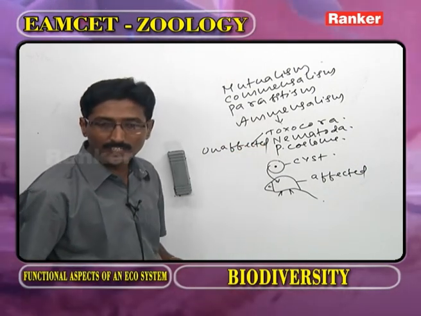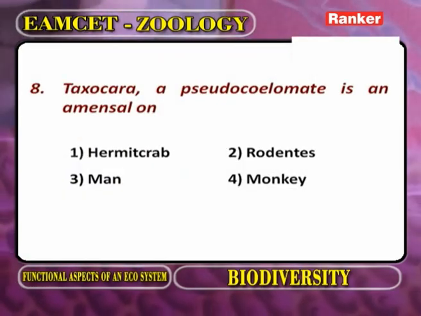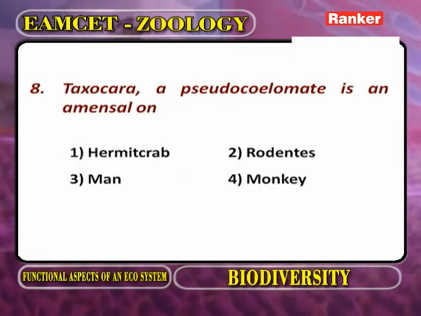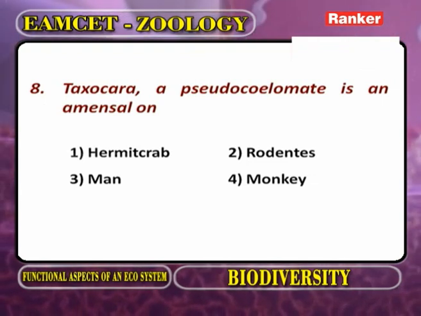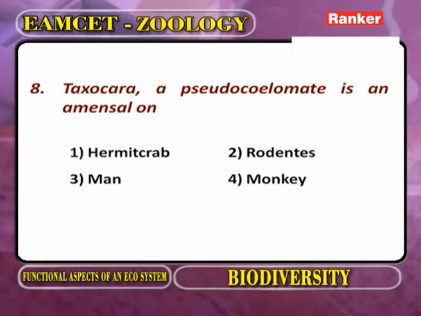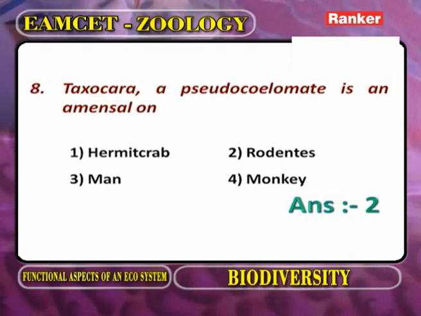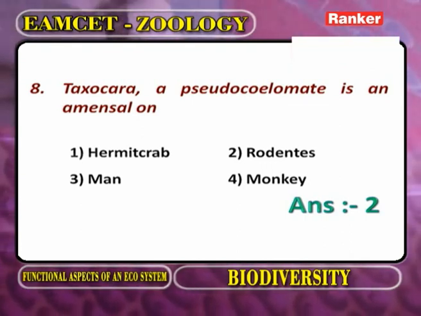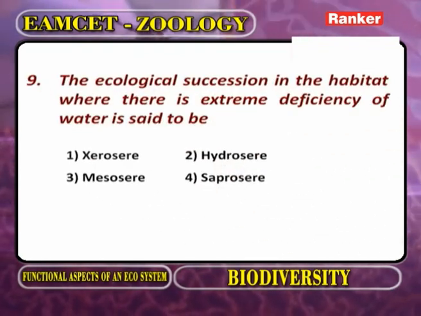Now based on this information, Toxocara, a nematode or pseudocoelomate, is an amensal on: hermit crab, rodents. What is the example for the Rodentia or rodents? That is the rat. Third, man, and the fourth, monkey. Based on this information, the answer is the rodents, or the rat, or the Rodentia. Now we go for the next question.